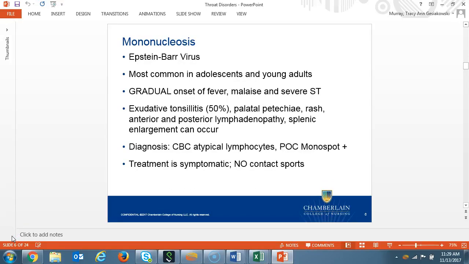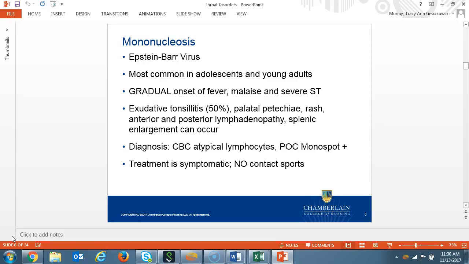Infectious mononucleosis, primarily caused by the Epstein-Barr virus, is common in adolescents and young adults. Transmission requires person-to-person contact between susceptible persons and symptomatic viral shedders. Mono is often referred to as the kissing disease for this reason. Mononucleosis is infamous for a gradual onset of fever and marked malaise with severe sore throat. Mononucleosis may present with exudative tonsillitis in 50% of the cases, in addition to palatal petechiae and rash. Anterior and posterior cervical lymphadenopathy are common, and splenic enlargement can occur.